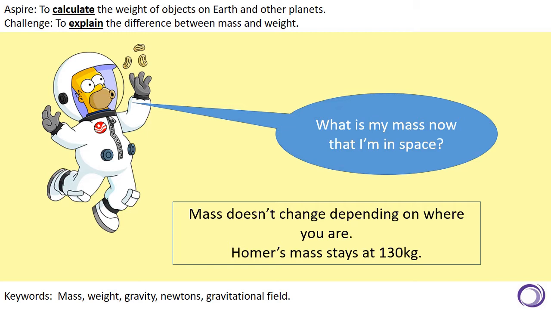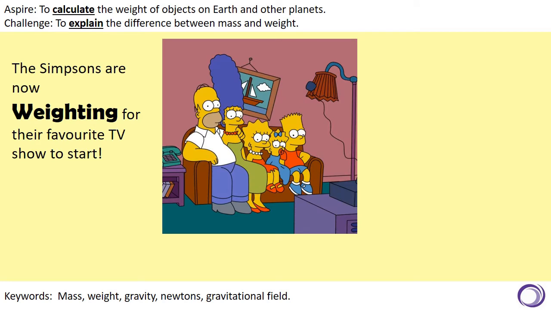So Homer's mass is going to stay at 130 kilograms, whether he's on Earth or in the middle of space. The only way that he could change his mass, well, eating those peanuts would change his mass, because then he'd have the mass of him and the peanuts. So the Simpsons now are waiting for the favourite TV show to start.